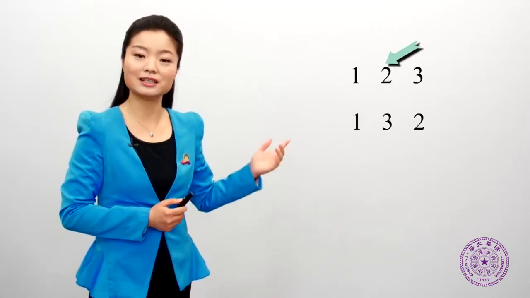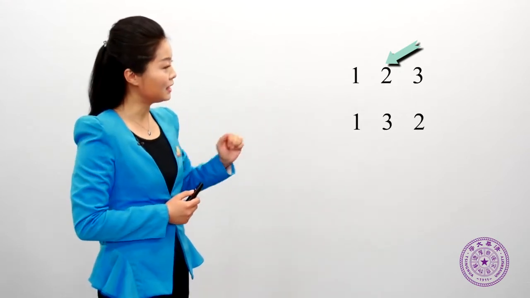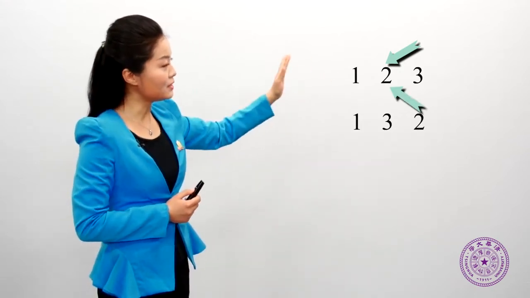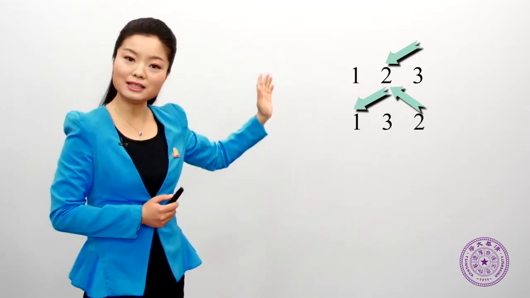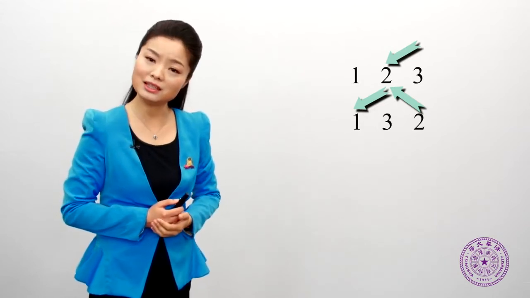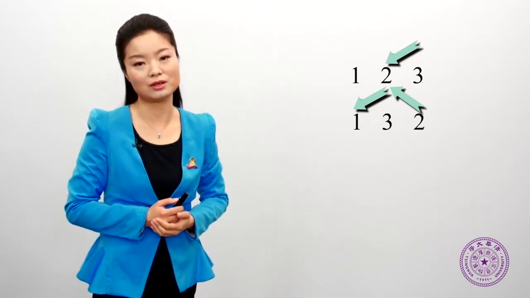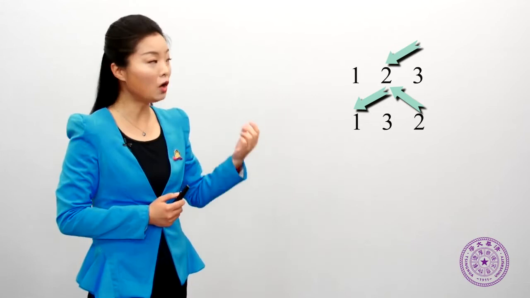Then let's continue. Scan 1, 3, 2 from right to left. We discover that we could make a change at the position of 1. What should we exchange with 1? 3 or 2? Both of them are larger than 1, but we should choose the smaller one to exchange.